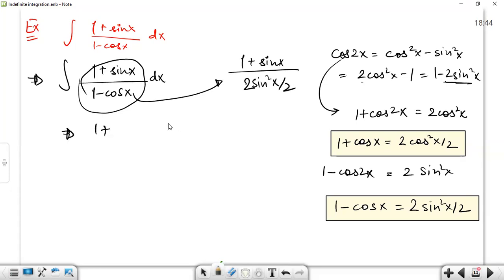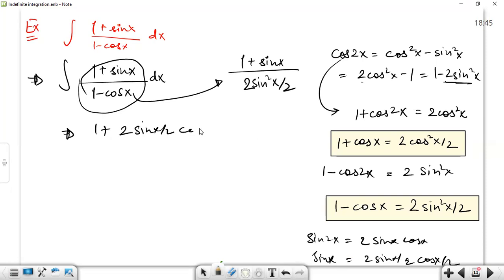Now 1 plus sine x. Sine 2x is what? 2 sine x into cos x. And if we halve the angle, we can write it as 2 sine of x by 2 into cos of x by 2. So 1 plus sine x will become 2 sine x by 2 into cos x by 2 upon 2 sine square x by 2.